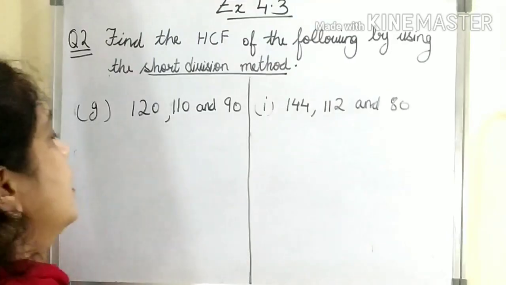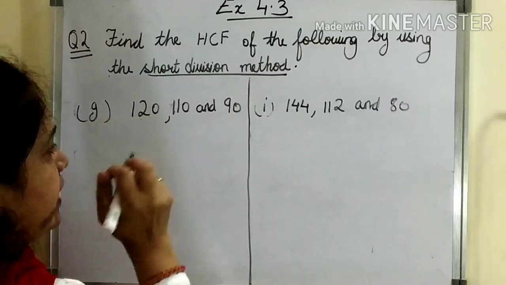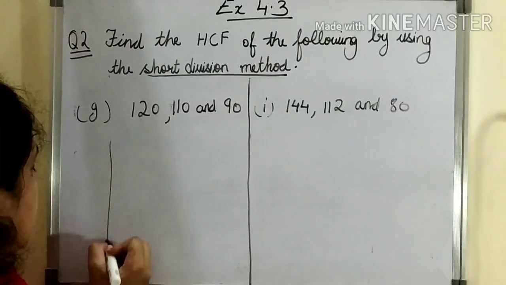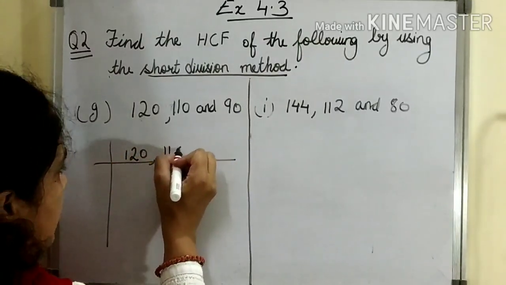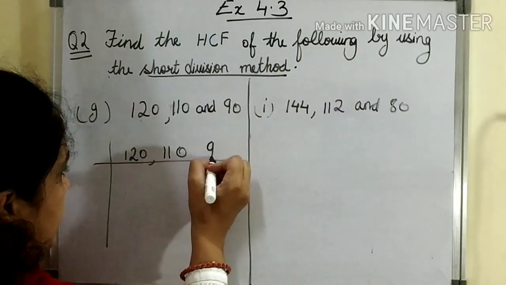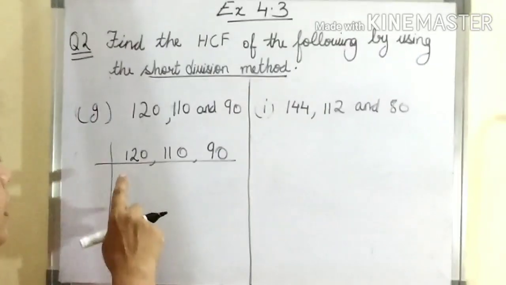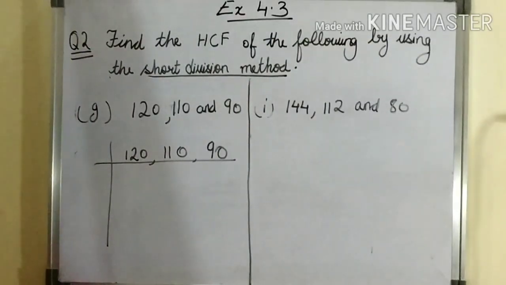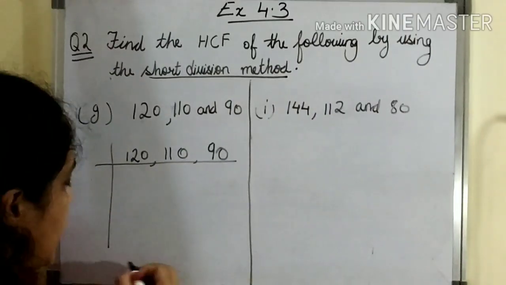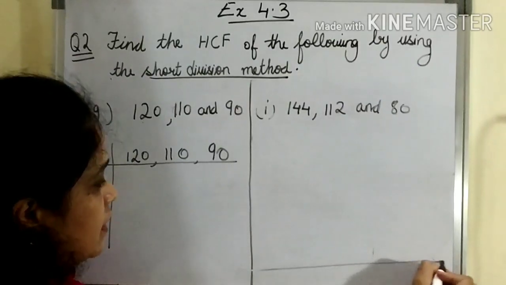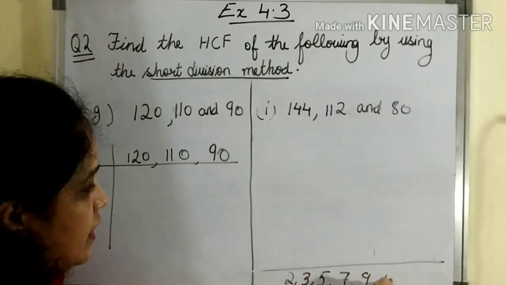Okay. Now the next is HCF of 3 numbers we are finding. That means 120, 110 and 90. How do we do this? First we will make a column in this way and we are going to write the numbers 120, 110 and 90. Now we have to find a common prime factor of 120, 110 and 90. See all these and start with the least prime numbers. Always start with the least prime numbers. I am writing the prime numbers here. For example, 2, 3, 5, 7, 11, 13.